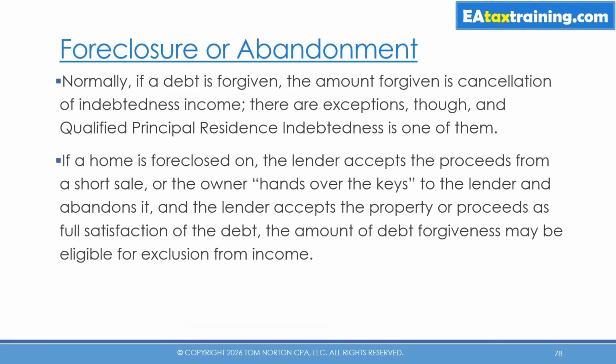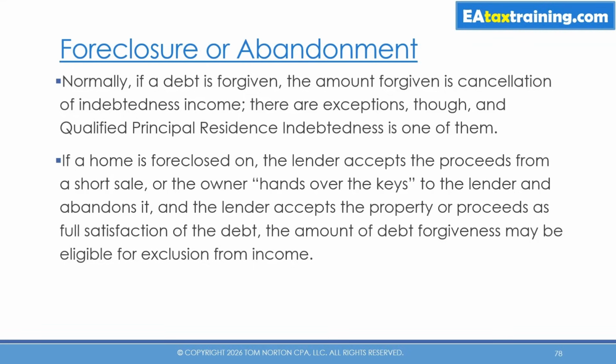Foreclosure or abandonment. Normally, as we said in the last video, if a debt is forgiven, the amount forgiven is cancellation of indebtedness income, and it is taxable. There are exceptions, though. And one of them, you may recall, is called qualified principal residence indebtedness. If a home is foreclosed on, the lender accepts the proceeds from a short sale, or the owner hands over the keys to the lender and abandons it, and the lender accepts the property or the proceeds as full satisfaction of the debt, the amount of debt forgiveness may be eligible for exclusion from income.